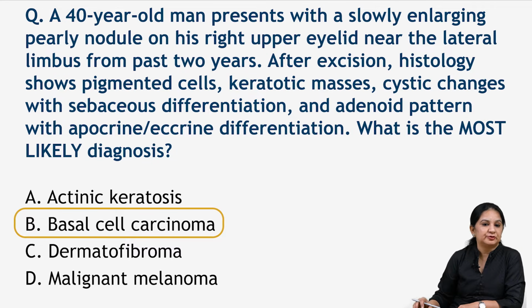You can see pearly nodules, characteristic histology, pigmented cell, keratotic masses, cystic changes with sebaceous differentiation and adenoid pattern with apocrine or eccrine differentiation. Characteristic, everything has been mentioned in all your standard textbooks, the characteristic histopathology of basal cell carcinoma, right? So the answer is basal cell carcinoma. Looking at the other options, why is it not actinic keratosis? You will see atypical keratinocytes in that, which is not present here. Dermatofibroma, again no spindle cells seen. Malignant melanoma, no atypical melanocytes invading the dermis, right? So characteristically it is basal cell carcinoma, right?